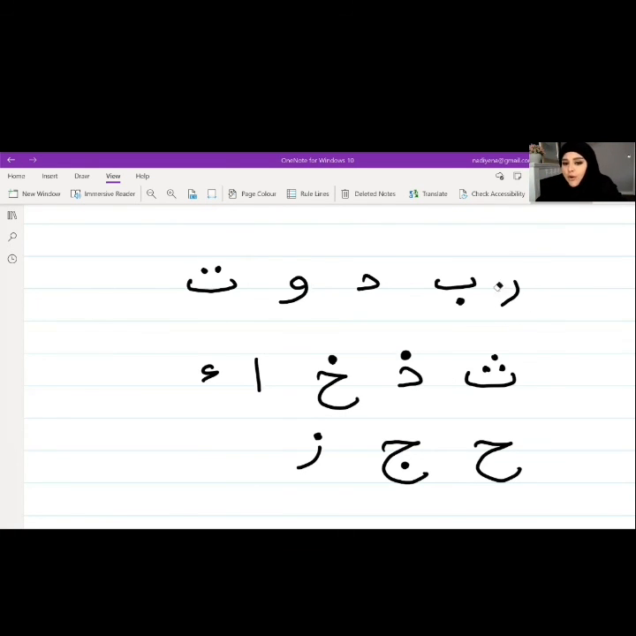Raw. Say it after me. Raw. Ba. Dal. Wow. Ta. Yeah, sa. The tongue is out. Ta. Good. Zal. Again, see? Tha, zal. Both of them the tongue is out. Dal. Yeah. Zal.